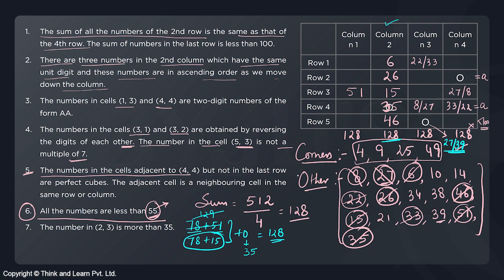Right? Finally, he says the number in 2, 3 is more than 35. So the number in 2, 3, that means this number is more than 35. So more than 35, what are the numbers that we are having? 2, 3 can be 38 or 39. So this number is going to be either 38 or 39.